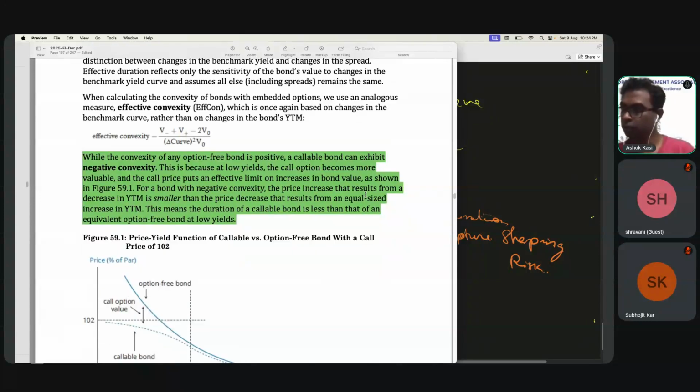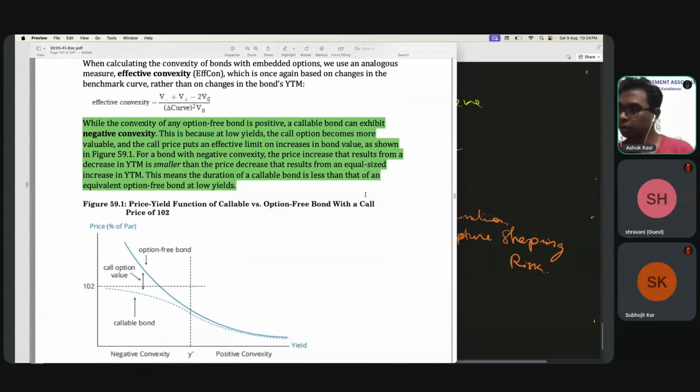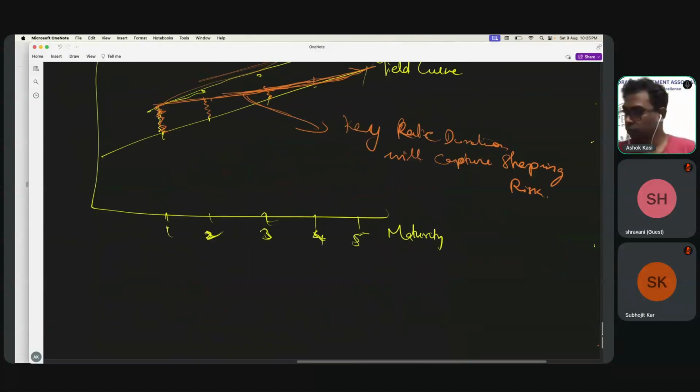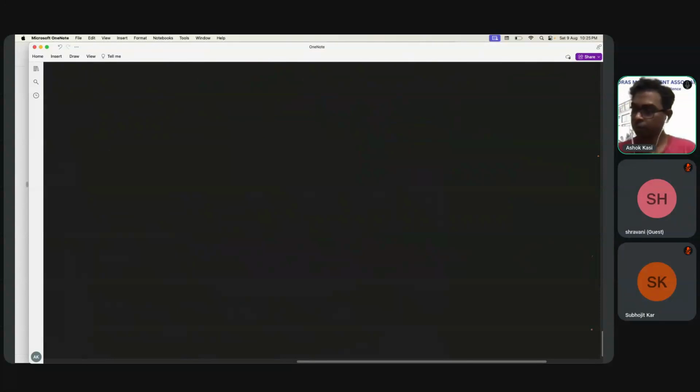Okay. See this one now. Convexity. Negative convexity. While the convexity of any option-free bond is positive, a callable bond can exhibit negative convexity. So for any option-free bond, convexity is positive. That's what we have seen. But for a callable bond, it is negative. Why is it negative?